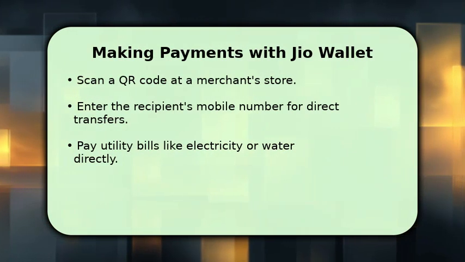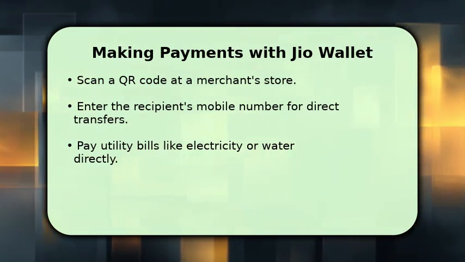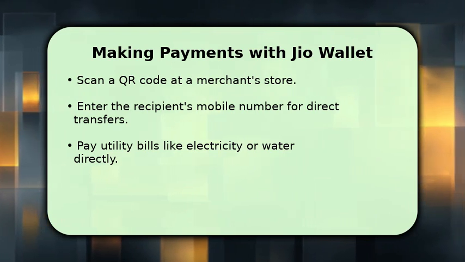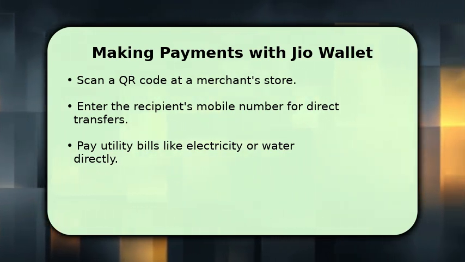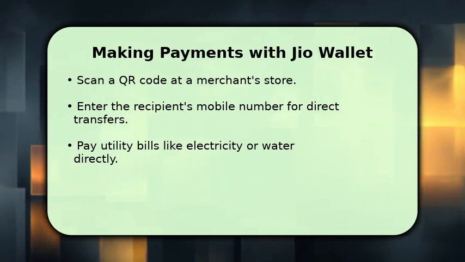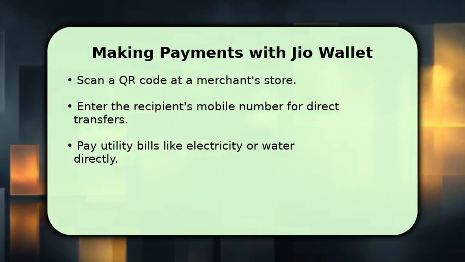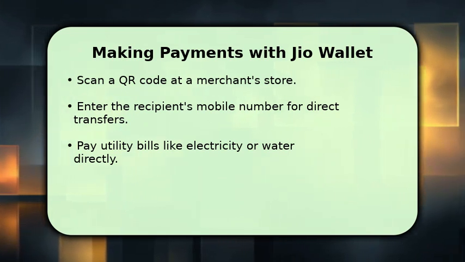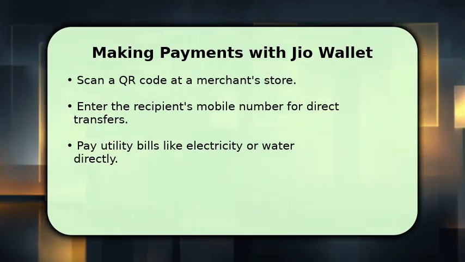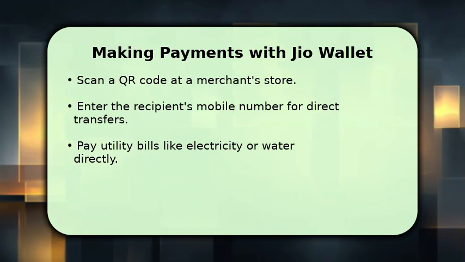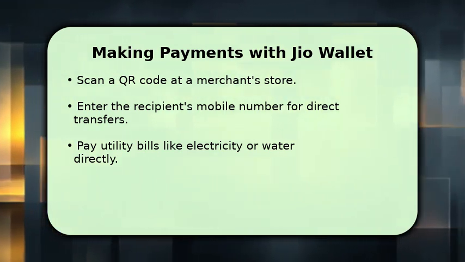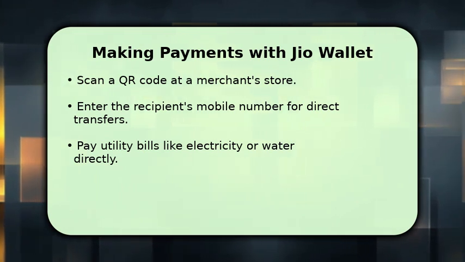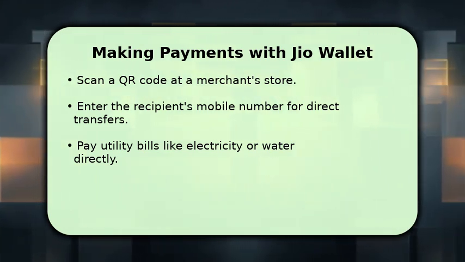Making payments with your Jio Finance Wallet is incredibly convenient. You can easily scan a QR code at various merchant stores to complete your purchases in seconds. For direct transfers, simply enter the recipient's mobile number. The wallet also allows you to pay utility bills, such as electricity or water, directly from the app. Always confirm your transaction using your secure 4-digit PIN for safety.